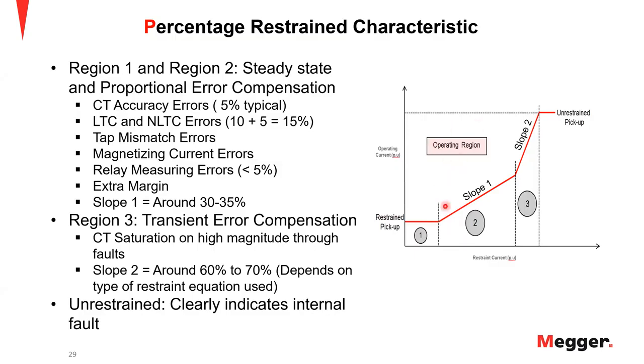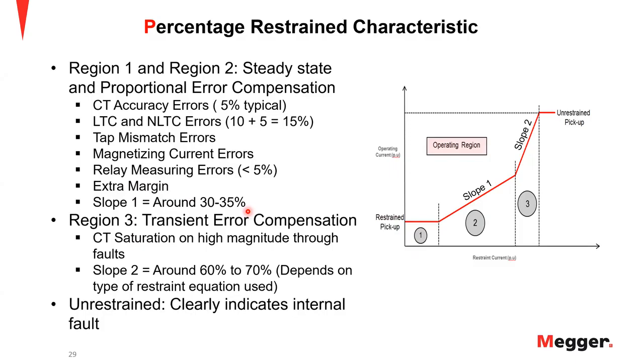Okay. So now let us take a look at how these different regions are used to overcome some of these errors. So region 1 and 2 here are used for steady state and proportional error compensation. Like we just discussed some of the challenges like tap mismatch, or you have low tap changer issues, or there can be some measurement errors from relays. So when you add up these percentages that you want to provide as margin, you come up with a setting of somewhere around 30 to 35% for slope 1.